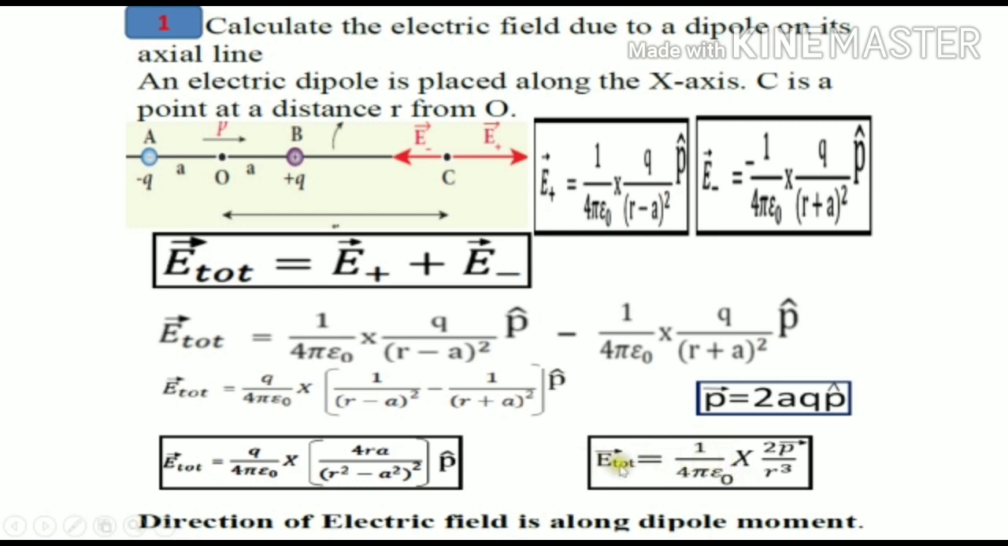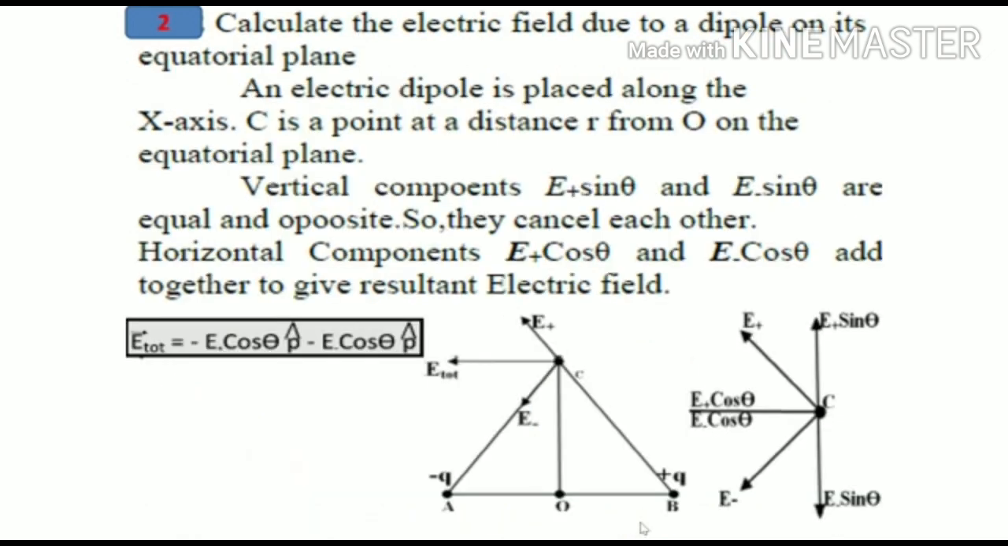Now what is the direction of the electric field due to a dipole on its axial line? The electric field is along the dipole moment. The dipole moment acts from minus q to plus q charge. So it is acting in this direction, and the electric field is also acting along the dipole moment. Okay, so this is the first question in this lesson. Shall we move to the next question?